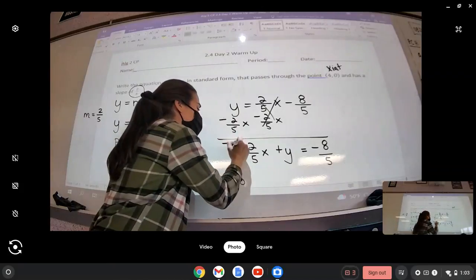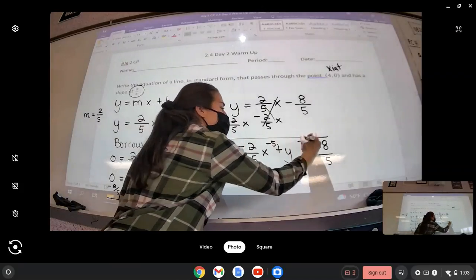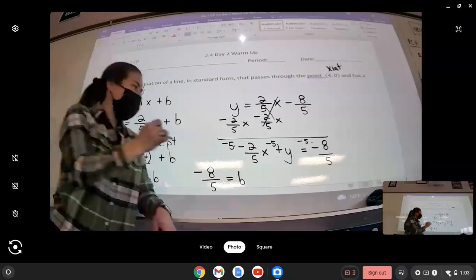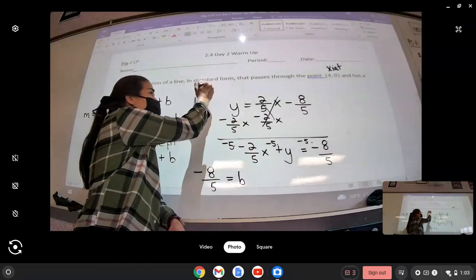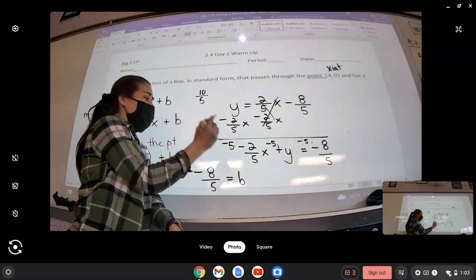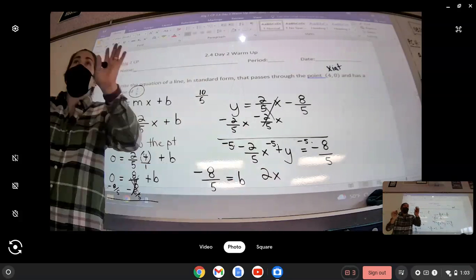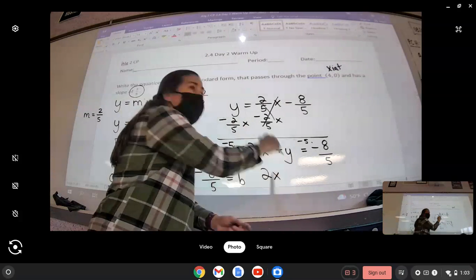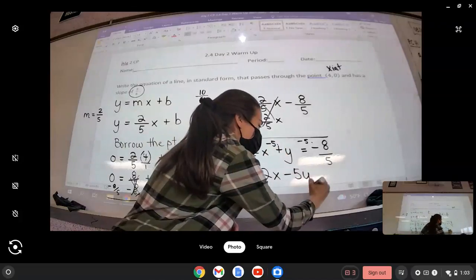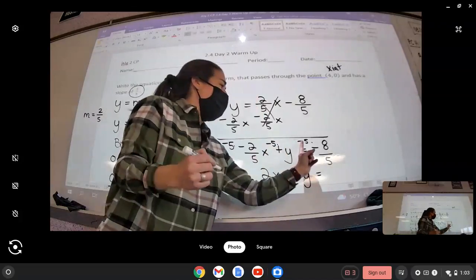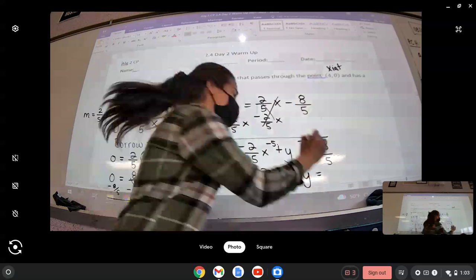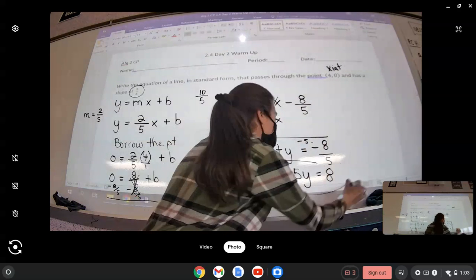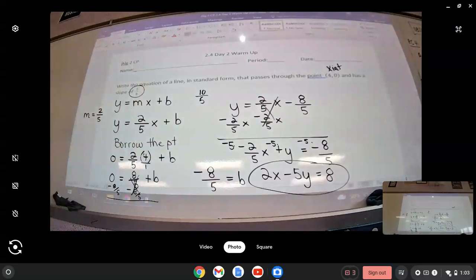So we're going to times all of our tops by negative 5. Negative 5 times negative 2 is actually 10. And then what's 10 divided by 5? 2x, so it's not negative anymore. Negative 5 times y equals negative 5 times negative 8 is 40. 40 divided by 5 is 8. And then there is the equation of your line in standard form.